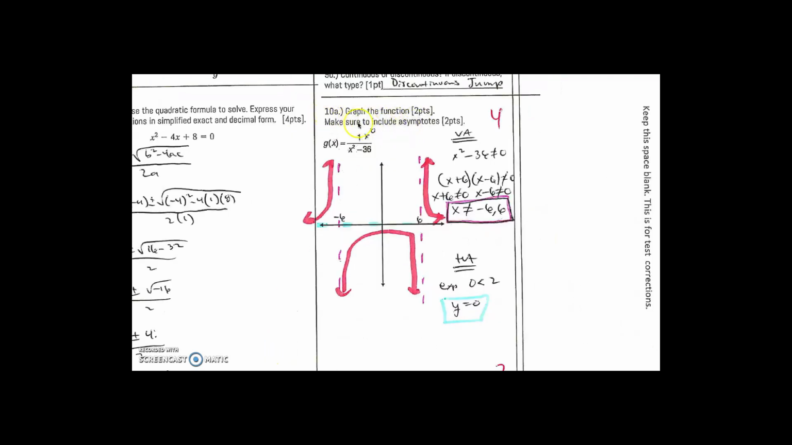Question 10a, graph the function and make sure to include your asymptotes. If you just graphed it from the graphing calculator and didn't prove to me algebraically how you found the vertical or horizontal asymptotes, and it was accurate, I give you 2 points out of 4.